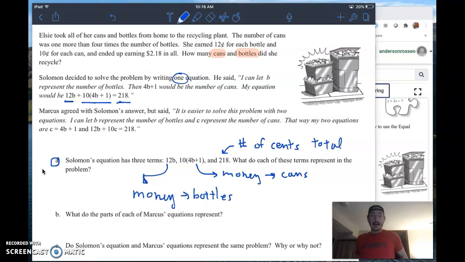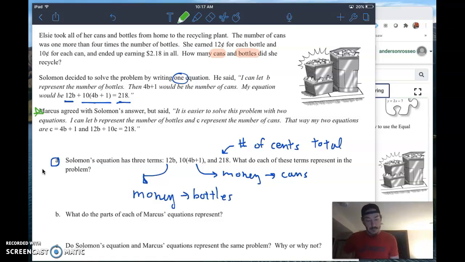All right, Marcus then, and I'll change my pen color here. I'll back up and reread this blurb about Marcus. Marcus agreed with Solomon's answer, but said it's easier to solve the problem with 2 equations. So Marcus is going to take a different approach. He says, I can let B represent the number of bottles and C represent the number of cans.